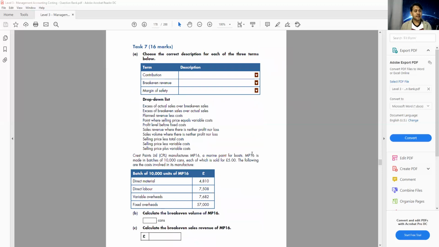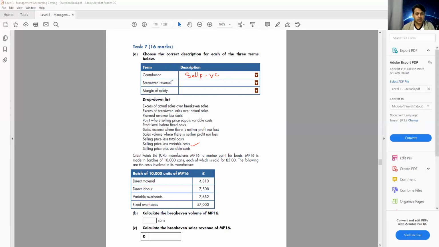So task number 7, let's have a look at this one. Task number 7, 16 marks. The first question is contribution. This is quite easy, isn't it? Contribution means selling price minus variable cost. Selling price less variable cost. So you would say all the selling price, less variable cost.